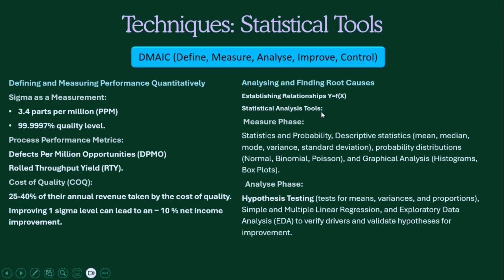And a lot of statistical measurement tools and analytical tools get used here. It's not about the voice of the people, right? Everything is data based, right? How we are going to derive it, everything is based on the data. And in the measure phase, we have statistics and probability, mean, median, mode, variance, standard deviation. These terms may seem new to you, but they are very important in Lean Six Sigma. And probability distributions, normal, binomial, and Poisson, and graphical analysis, histogram, box plot, all these things get used in the measure phase.